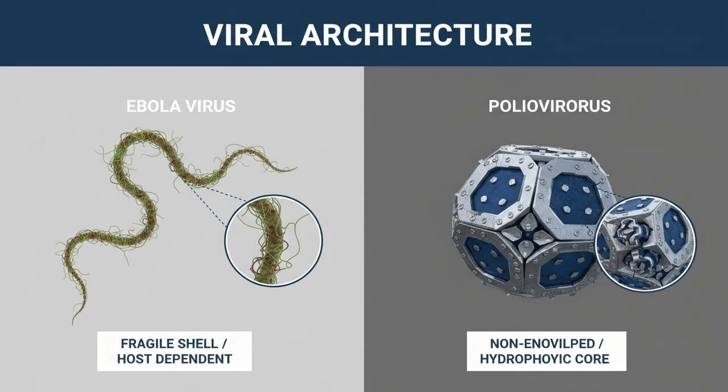This contrasts with non-enveloped viruses like poliovirus or adenoviruses. These are the tanks of the viral world. They consist of a protein shell that is tightly packed to protect the genome.